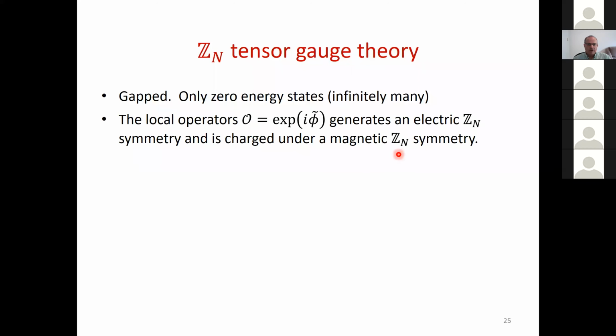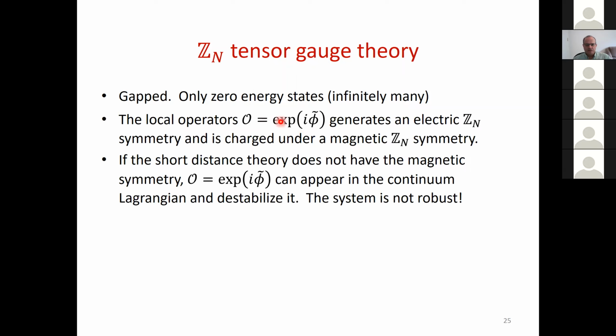They are local operators, e to the i phi tilde. They generate an electric Zn symmetry. This is to answer Shimon's question. There's an electric Zn symmetry, and these are the operators that the low energy observer sees that generate that symmetry. They are charged under a magnetic Zn symmetry.